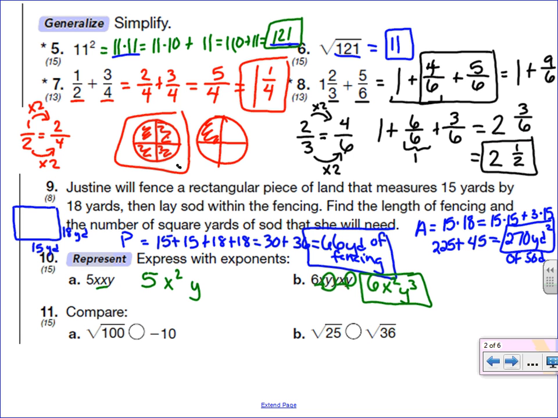In 11, we're supposed to compare the numbers. So we have the square root of 100. The square root asks the question, what number times itself gives me 100? And hopefully we know offhand that 10 times 10 is equal to 100. So the square root of 100 is 10. And 10 is greater than negative 10.